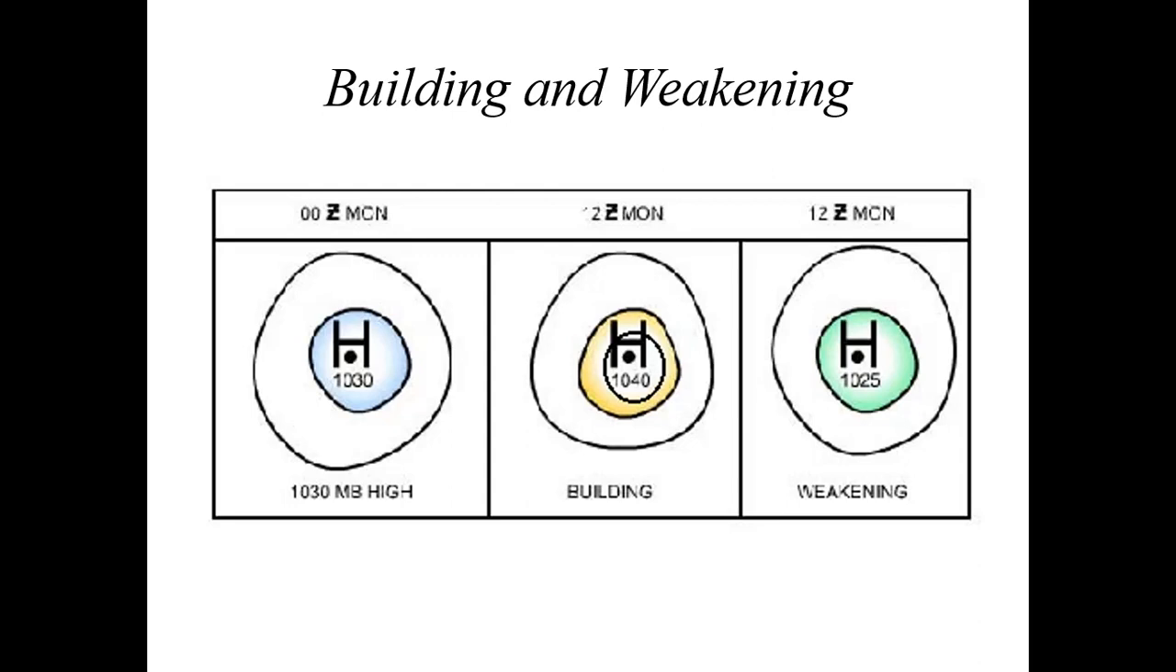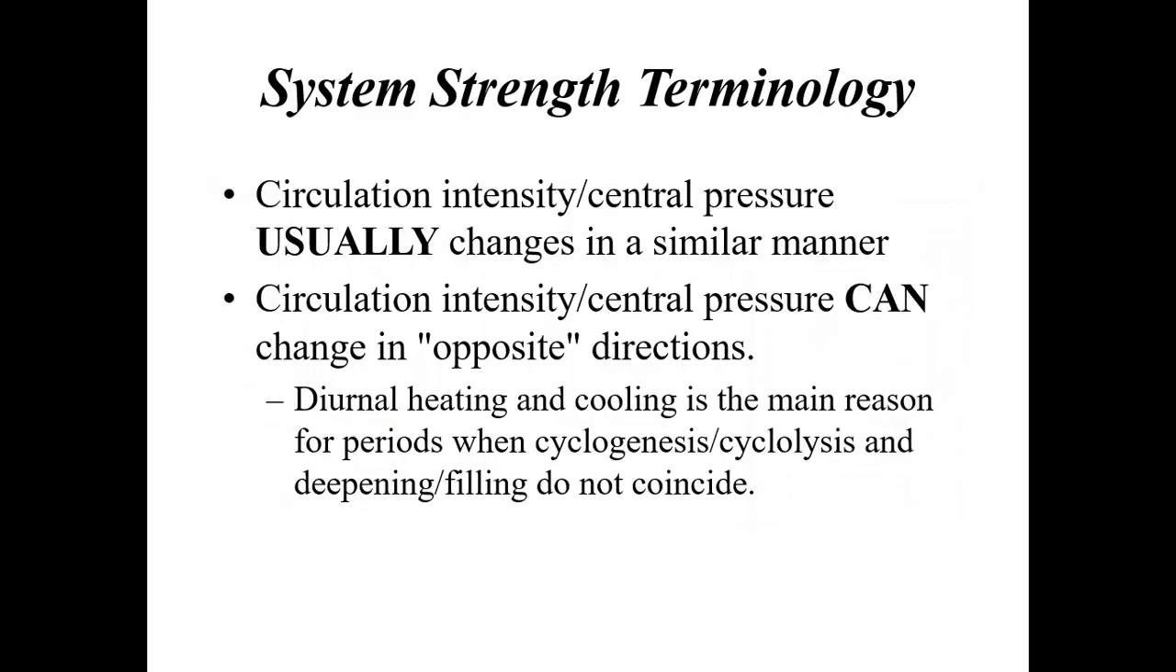And then if you continue moving on to the far right image, you'll notice the high pressure system 12 hours later, now at 12Z on Monday, is down to 1025 millibars. So you notice about a 15 millibar central pressure drop of the high, and that's a process in the atmosphere known as weakening. So that's just some examples of deepening and filling with low pressure systems, and building and weakening with high pressure systems.